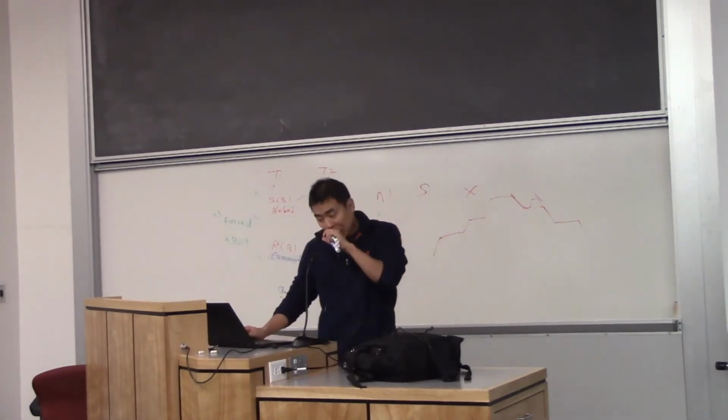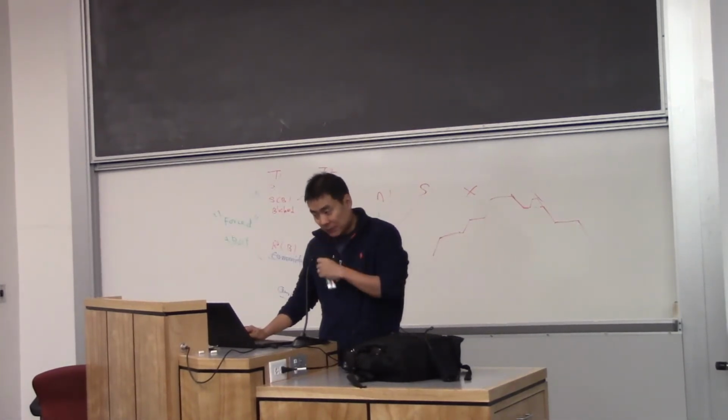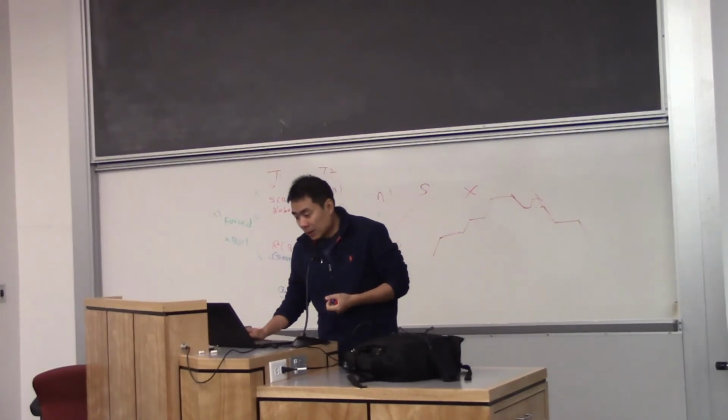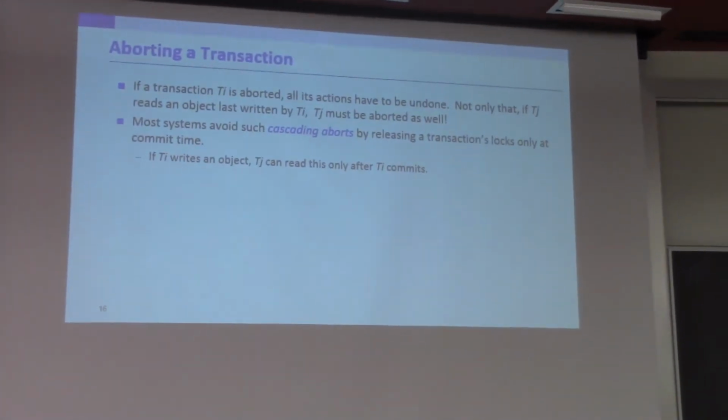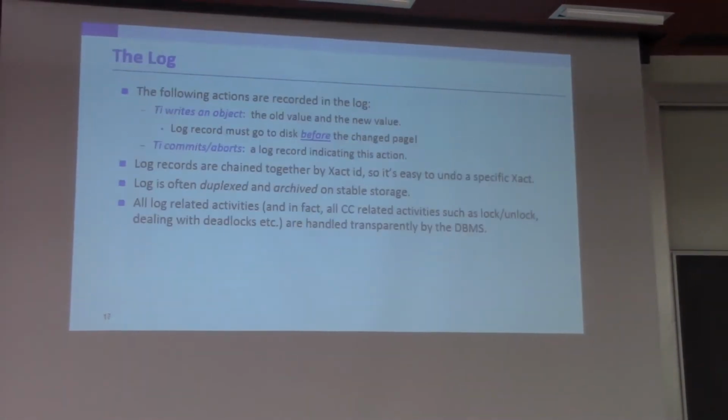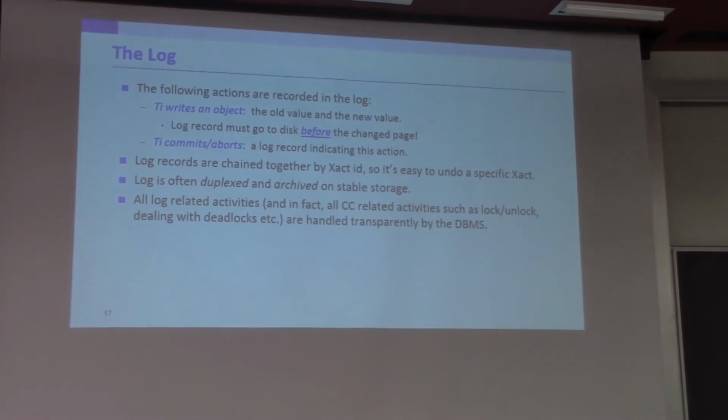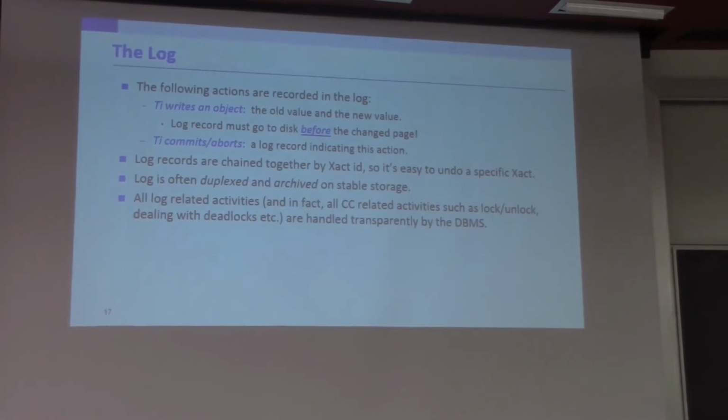So that's essentially all the discussion I want to have for strict two-phase locking and non-strict two-phase locking. Aborting a transaction is easy, so I will skip this part. You can just read this yourself. Basically, you go back and you undo the effect of this. You undo the effect of this.